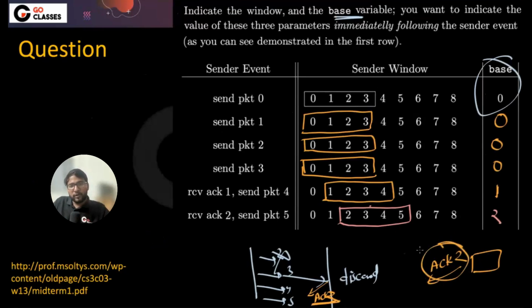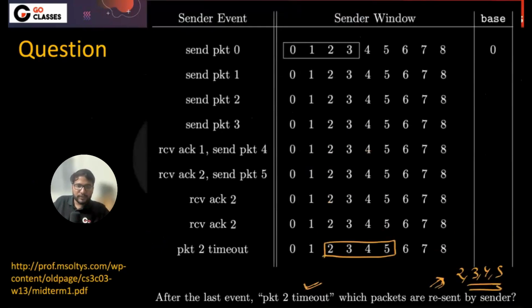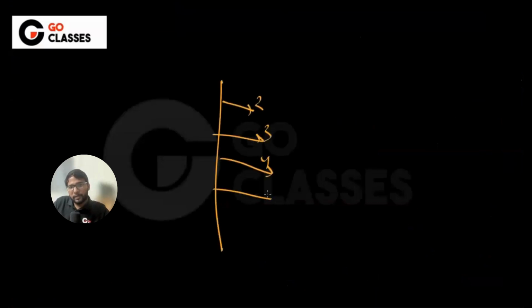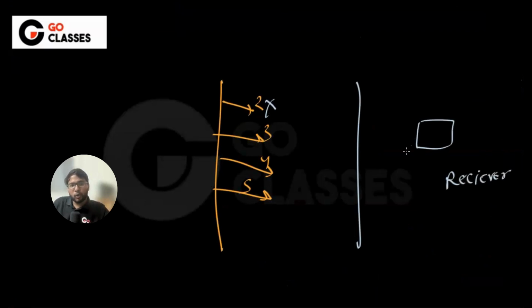Right? See here what is happening: it is expecting 2, but you are sending 3. This is 2, 3, 4, 5, and then 2 has been lost. Now it is expecting what? Can you tell me the packet number the receiver is expecting? It is expecting 2, and you are sending 3. What will it do? Discard.